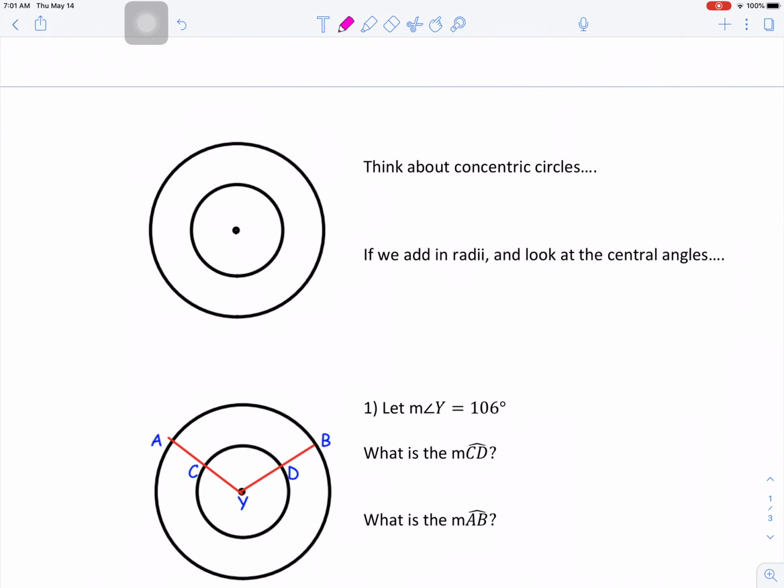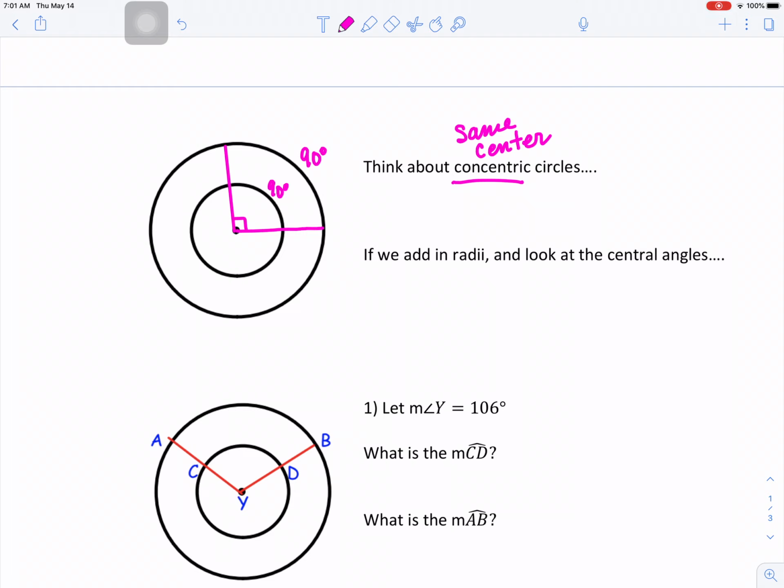Let's think about concentric circles. Concentric means they have the same center. If we add in radii, let's look at that 90-degree angle I had talked about in my sample. If I add in radii here and look at the central angles, this arc is 90 degrees. This arc is 90 degrees. The measure of the arc in degrees is 90, or in radians is pi over 2.